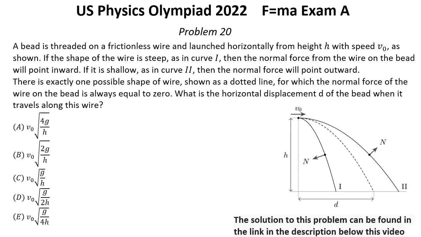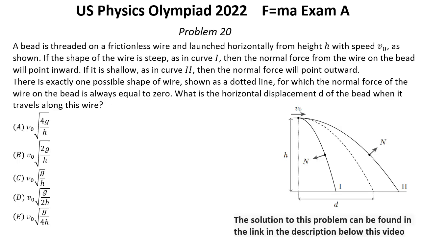There is exactly one possible shape of wire, shown as a dotted line, for which the normal force of the wire on the bead is always equal to 0. What is the horizontal displacement d of the bead when it travels along this wire? Solution for problem number 20.